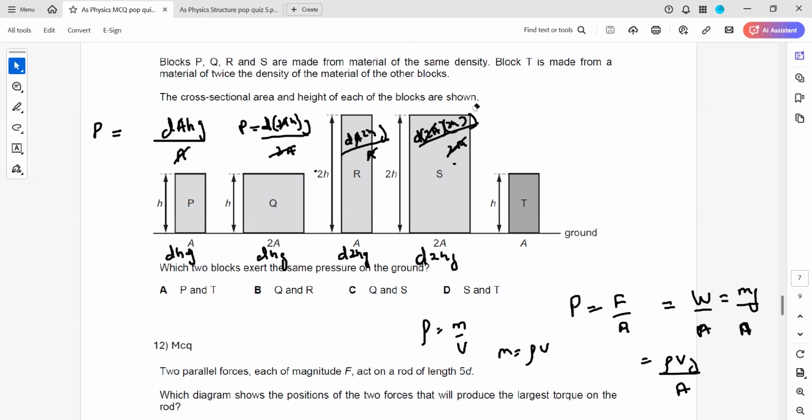And the last one, the density is 2D, the area is A, and the height is H, times gravity divided by area. Area will cancel with area. So it will be 2.